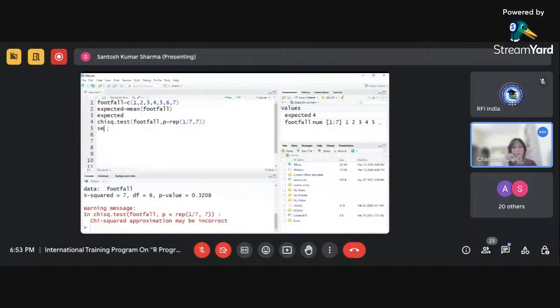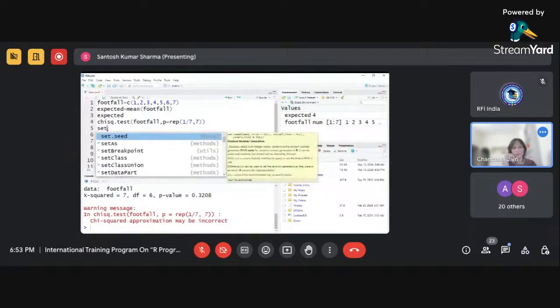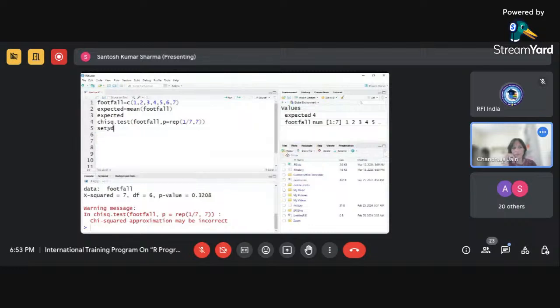Type setwd. W you need to write, it will come. Yes. Now open a bracket. I think you can hear me. Open a bracket. The round bracket you need to open. Now inside this, in the double quotation, you need to give the location of your file. So firstly, you need to get that location, sir.